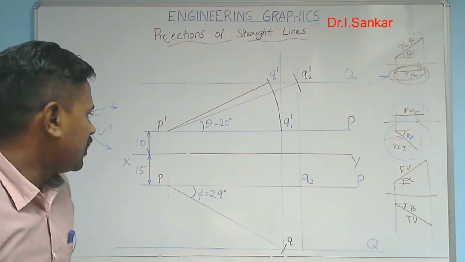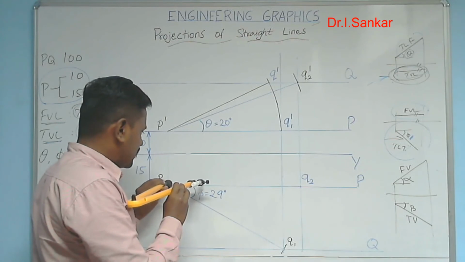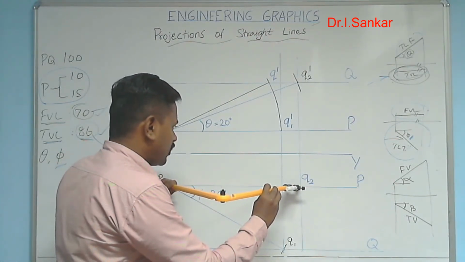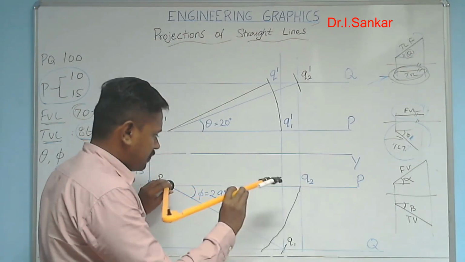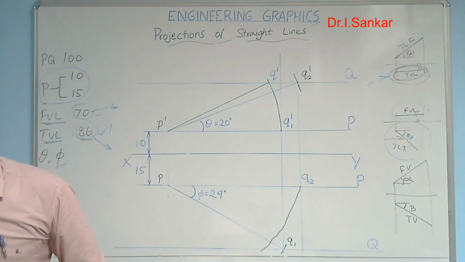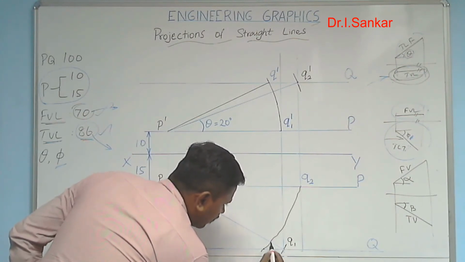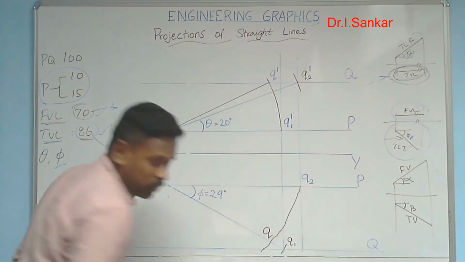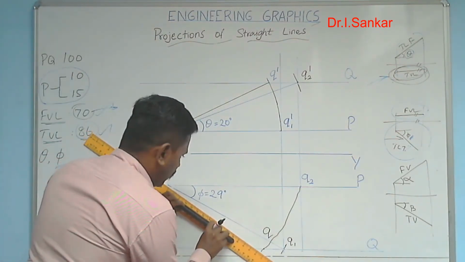Same way, by making P as center and Q2 as radius, if you draw one arc, this will cut the locus of Q at a point. That point may be called the final Q. And you can join P and Q to complete the top view.